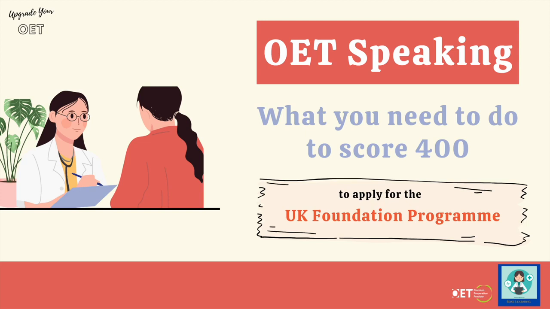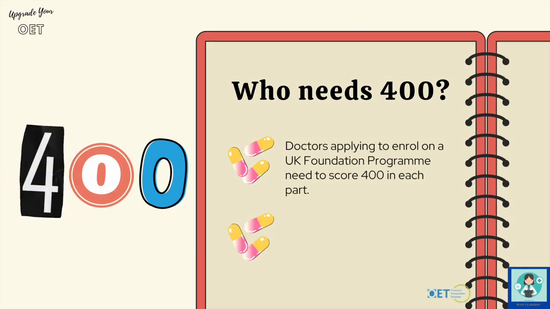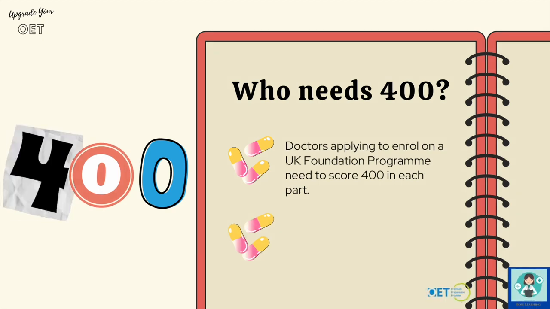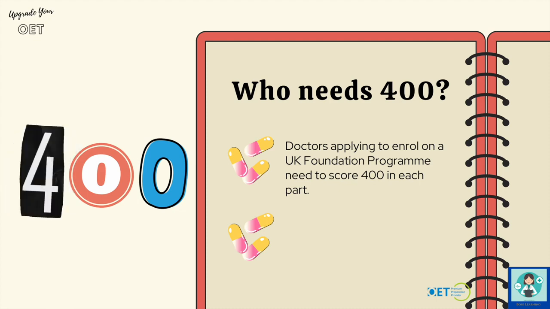This is especially for UK Foundation Programme students or any of you who need to get 400 in your OET speaking test. We'll look at what you need to do in order to achieve that. But first of all, who needs to get that 400 score? Well, of course, it's doctors applying to enrol on a UK Foundation programme. You need to get that score of 400 in each part.